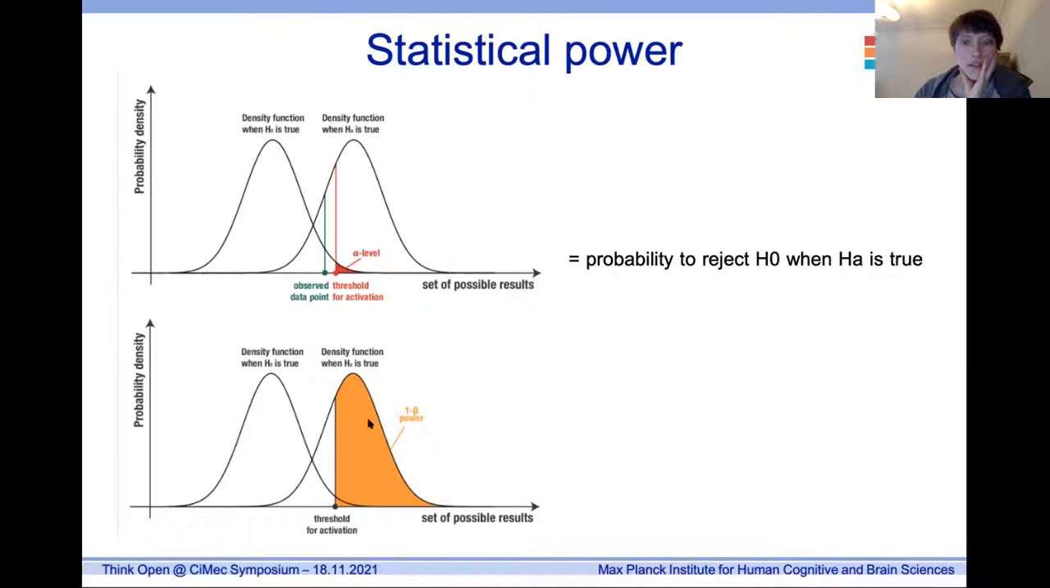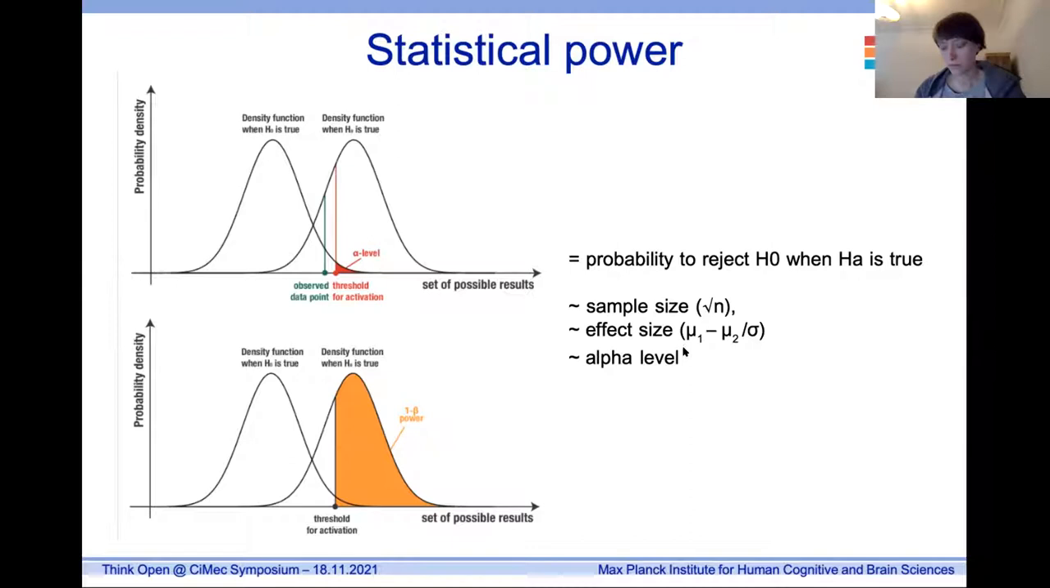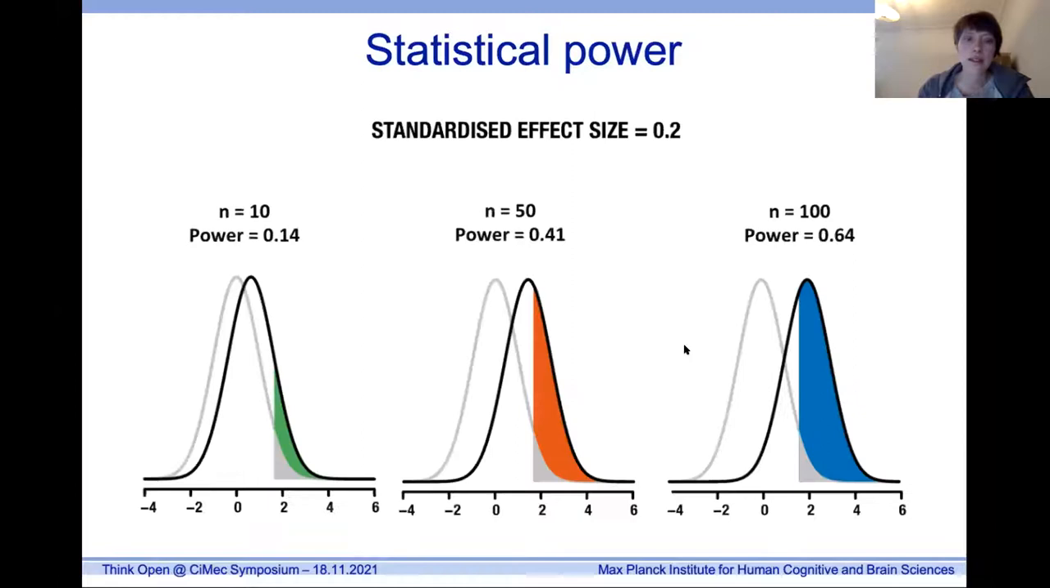And this depends on several factors, namely the sample size, the effect size, so the difference between the two means in this case, so this is the simplest example, and the standard deviation, so the spread of these distributions, and also the alpha level, so the type one error. And we can also visualize this here when just looking at a standardized effect size, so 0.2, we can think. We see that the power, so the probability that we will correctly reject the null and accept the alternative when it is true, increases with the sample size. And this is also the whole point of power analysis, but I'll come back to that.